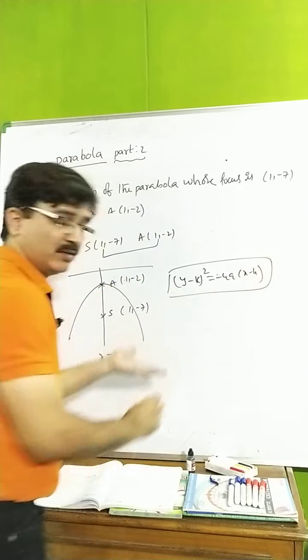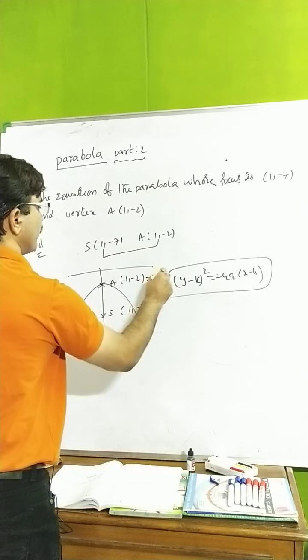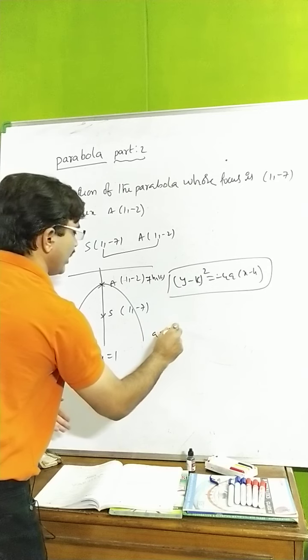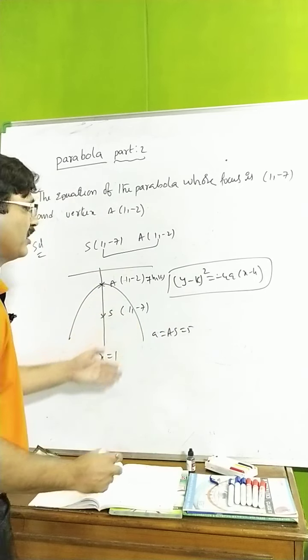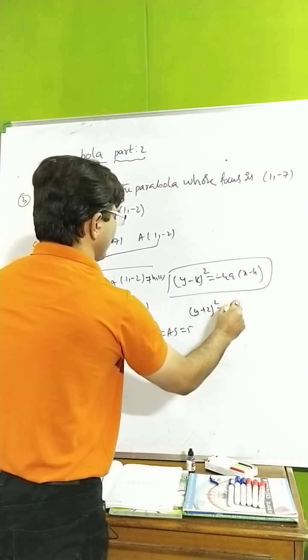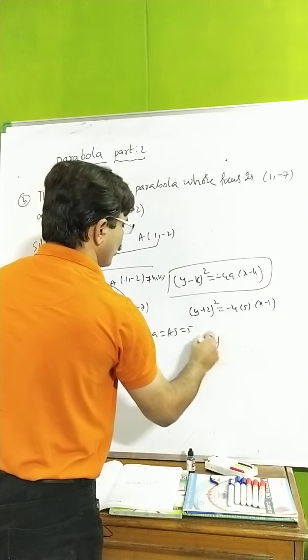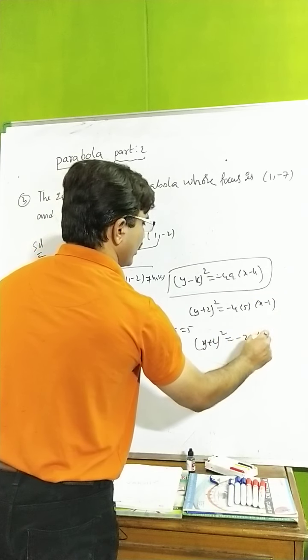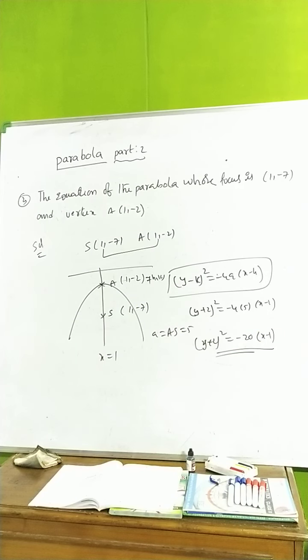We learned this one in the first part. So I want to use it here. This is your h, k. What is your a? A is nothing but AS. What is AS here? 5. You see that 5 we are getting here. So (y minus k), that is (y minus of minus 2), whole square is equal to minus 4 into 5 into (x minus 1), or else (y plus 2) whole square is equal to minus 20 into (x minus 1). This is the answer, the equation of the parabola. We got it.